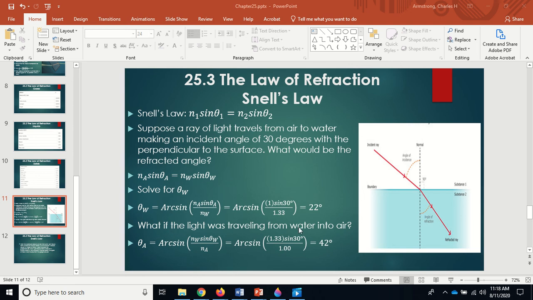Now, what if light was traveling from water to air? Well, we just reverse things. We solve for the air, arc sine, the index of refraction for water, times sine theta water, okay? So basically now we do the same thing, except our indices of refraction are reversed. We got the 1.33 on top and the 1 on the bottom, okay? We get 42 degrees. That means you're bent away from the perpendicular. So you can think of it maybe going this way. Say the light wasn't going this way, but was going this way. Boom, it would do that. It would go the opposite direction actually. So it would get a larger angle.